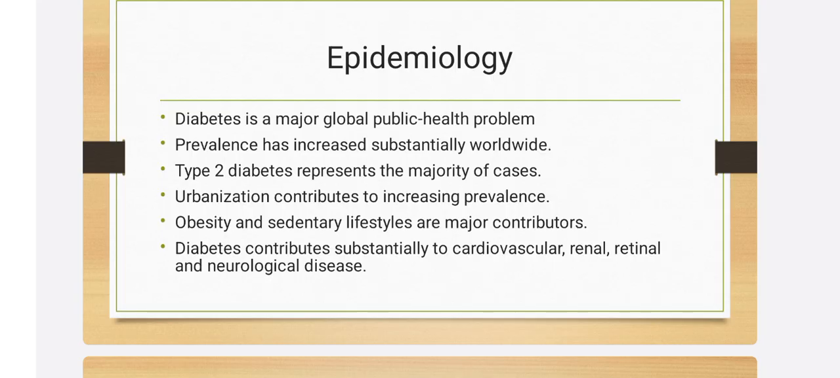Another important problem is that many people with type 2 diabetes may remain undiagnosed for a long period. This is clinically important because hyperglycemia may already be causing vascular damage even before the diagnosis is made. Diabetes also increases the risk of cardiovascular disease, kidney disease, blindness, neuropathy, and lower limb complications. Therefore, early diagnosis and effective management is extremely important.